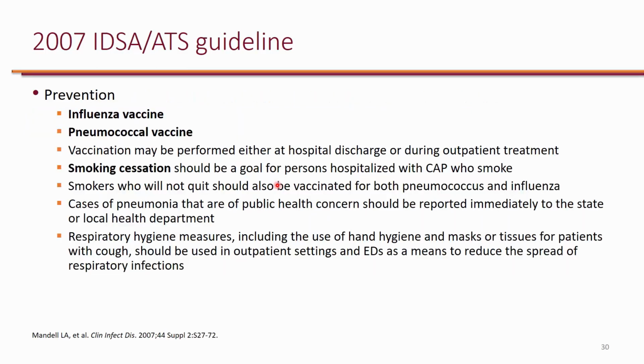Now, from the 2007 IDSA guideline for community-acquired pneumonia, it's important that the patients receive influenza and pneumococcal vaccine to prevent influenza and pneumococcal pneumonia. Now, remember that influenza can lead to secondary bacterial pneumonia, so it's important to prevent influenza in order to prevent community-acquired pneumonia. Smoking is also a huge risk factor for pneumonia, so smoking cessation should be a goal for persons hospitalized with community-acquired pneumonia, of course, if they smoke, in order to prevent future episodes of CAP.